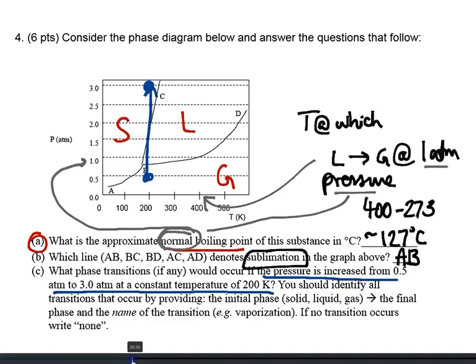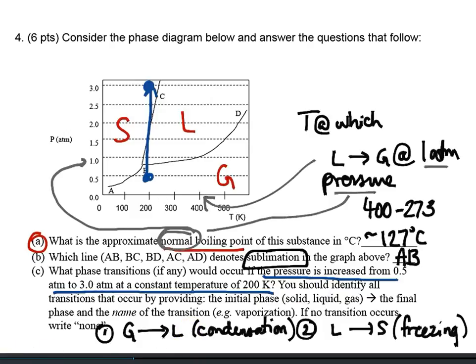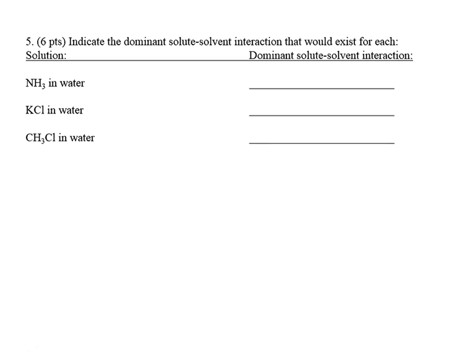If we go back briefly to here, part A was worth 2 points. I gave 1 for converting from Kelvin to degrees Celsius and 1 for identifying the point. And then the AB line was worth 2 points, and each phase transition was worth 1.5 points. Now if we move on to number 5, these were worth 2 points apiece.